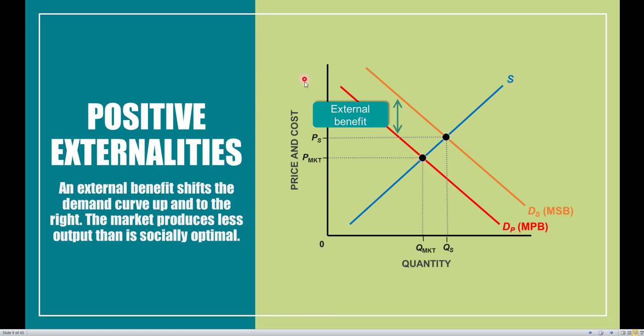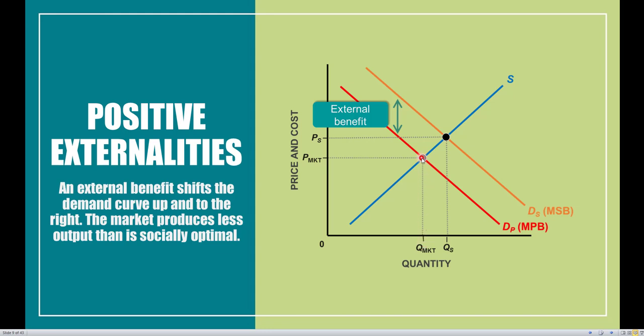We have supply, we have demand, and we have two demand curves now. So D_P in this instance, MPB, is the marginal private benefit. The marginal private benefit tells us that you are not taking into account the benefits that you are giving to third parties by buying this good or doing this transaction. And this is where the unregulated market comes into play. Point A right here is the market equilibrium, with the equilibrium price of P market and the equilibrium quantity of Q market.